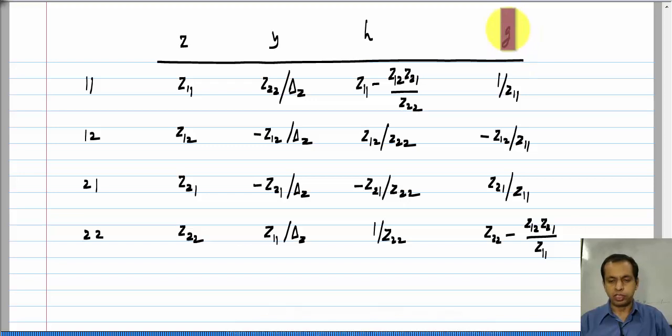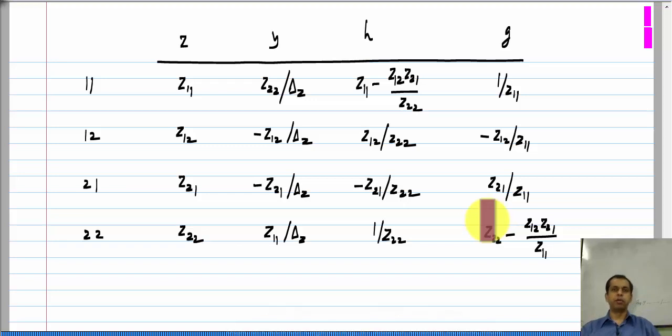Similarly, if you look at g parameters, g12 is minus z12 by z11 and g21 is z21 by z11. If z12 equals z21, then clearly g12 will be equal to minus g21. Okay. So, what I am trying to point out here is that reciprocity is a property of the network. It is not related to what parameters you choose to describe the network. Okay. So, reciprocity refers to some special relationship between a forward parameter and reverse parameter of a two port network.